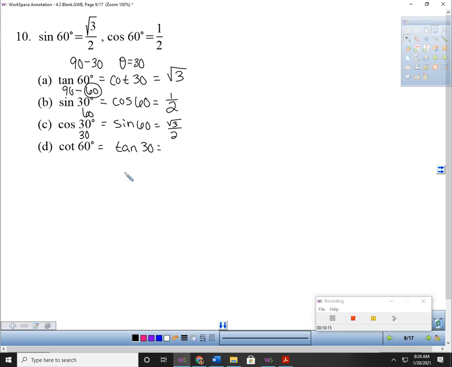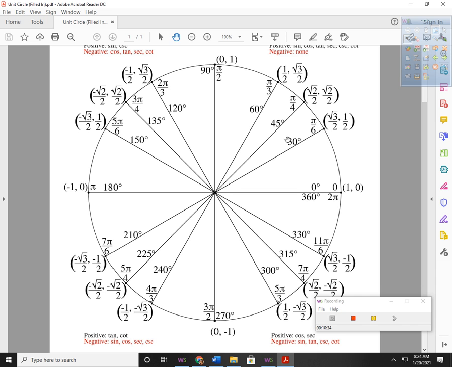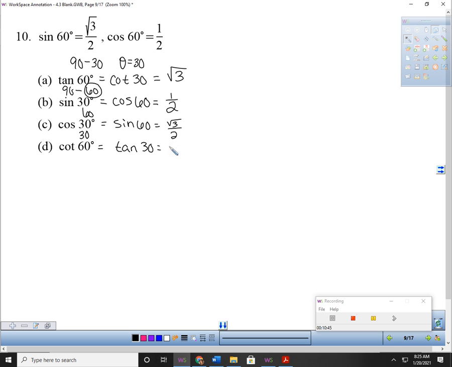And then cotangent of 60 is the same thing as the tangent of 30. It really doesn't matter which one you look at. Like if I wanted to do cotangent of 60, I could do that. But if I wanted to do tan of 30, I mean, it's the same thing, so it doesn't matter. So I'll go do the tan of 30. I would take the 1/2 and I would divide it by the square root of 3 over 2, which is going to give me square root of 3 over 3.